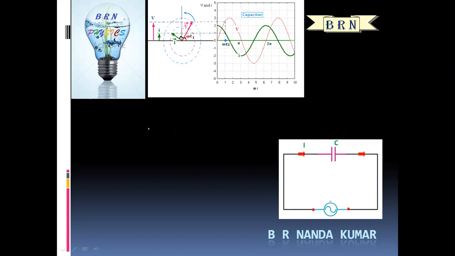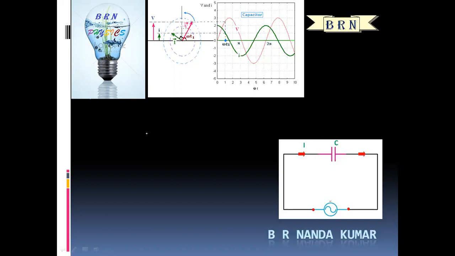In the previous two classes, we have studied purely resistive circuit and purely inductive circuit. AC voltage applied to a circuit containing only a resistor is called a purely resistive circuit. The current flowing through the resistor at any instant of time is I equal to I naught sine omega t. In a purely resistive circuit, current and voltage are in phase. There is no phase difference between current and voltage, and the power factor is 1.